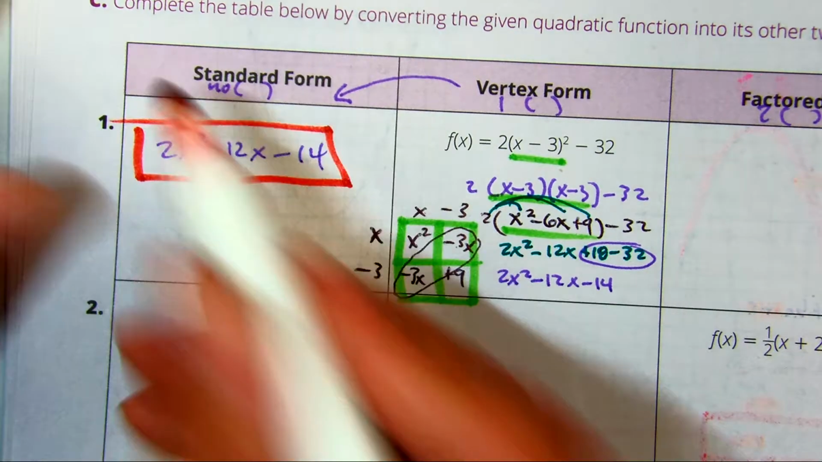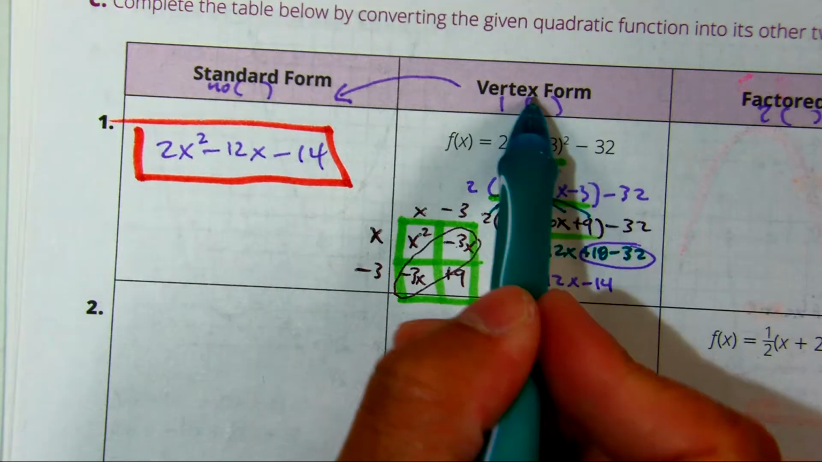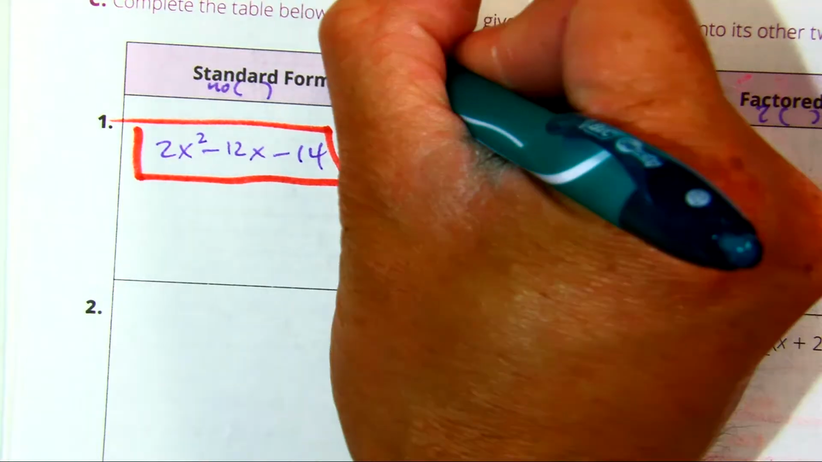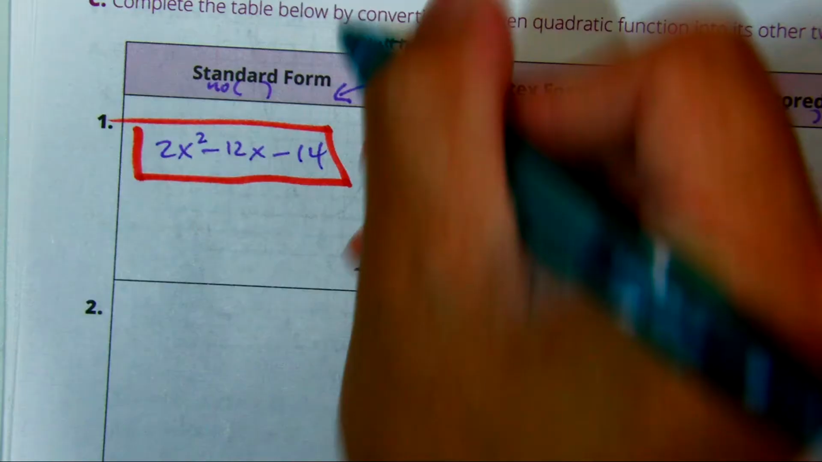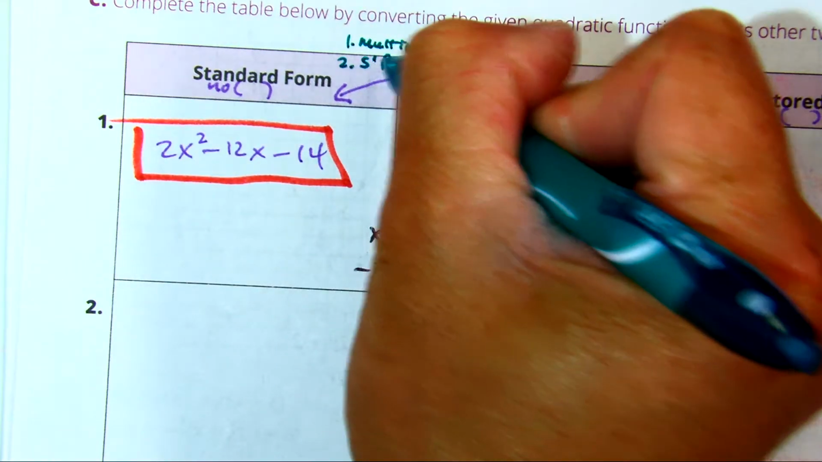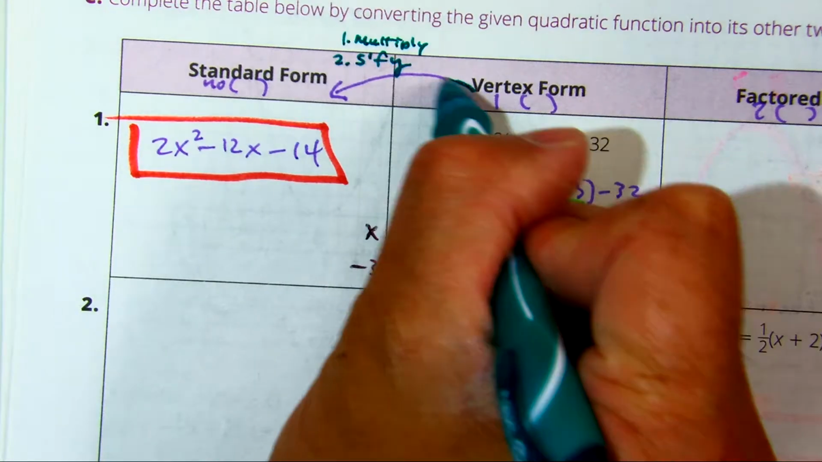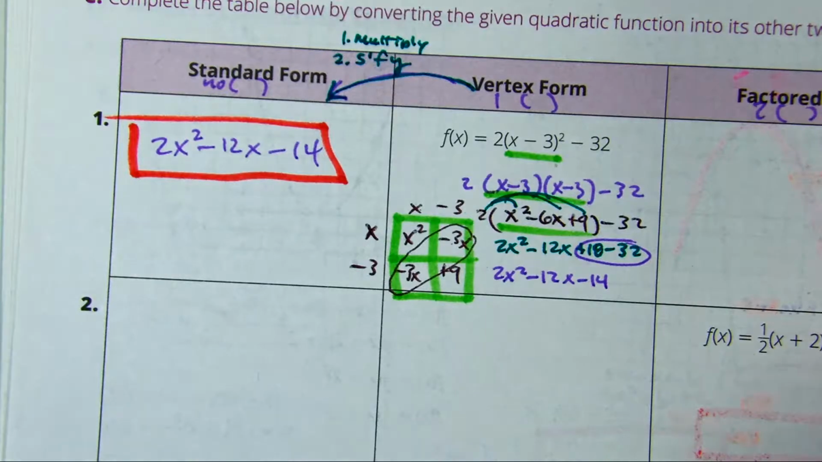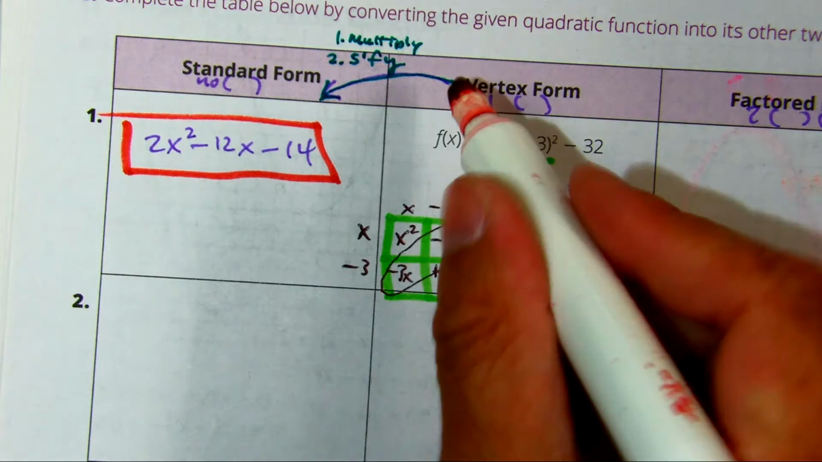Let's write some directions of what we did here. To go from vertex to standard form, we multiplied, right? And then simplified. So to go from vertex to standard form, we did that. Okay, question. So I have vertex form, I have standard form, and now I'm missing what?